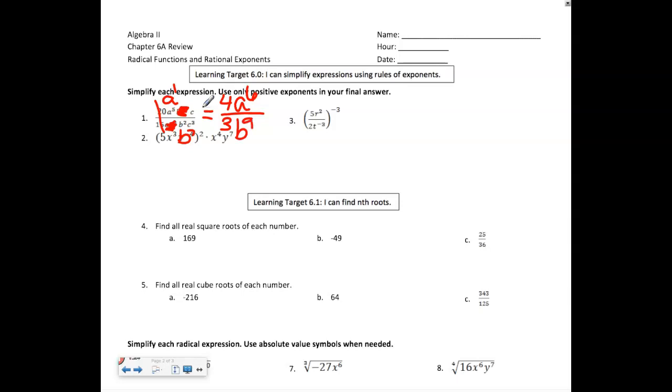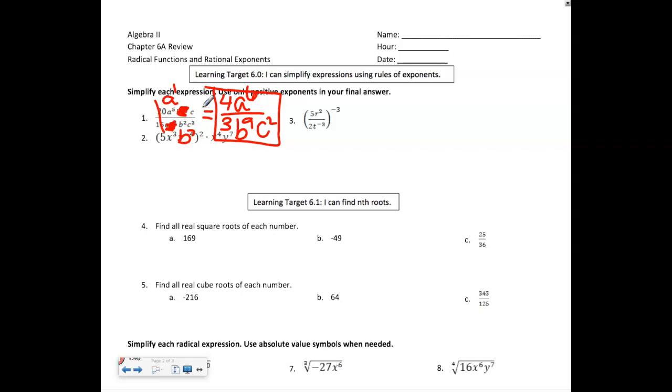Now our C's, on the other hand, I have some on top, some on bottom, so that means I have to subtract them. I have more C's on bottom, so when I take 3 minus 1, I'm going to have C squared. I have no more negative exponents. I can't do anything else, so that is our answer. Okay, all right, I'm going to jump to number 3.